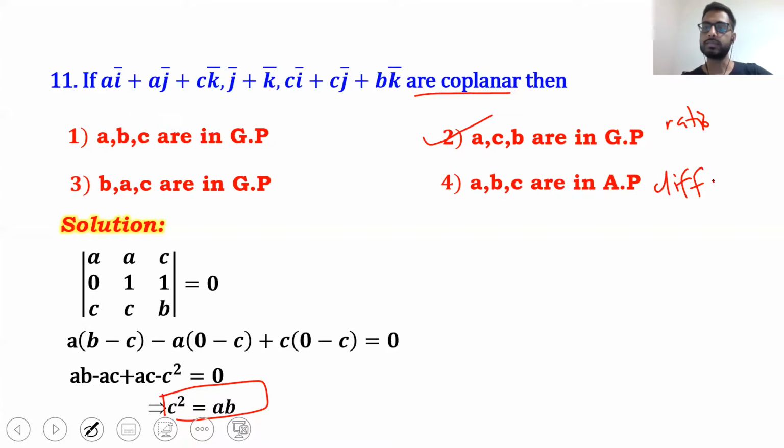So if I get my final answer as B is equal to (C plus A) by 2, then in that case, I could have said that A, B, and C are in arithmetic progression. But if I get the answer in this way, where C square is equal to AB, then I'm going to say that A, C, and B are in geometric progression.